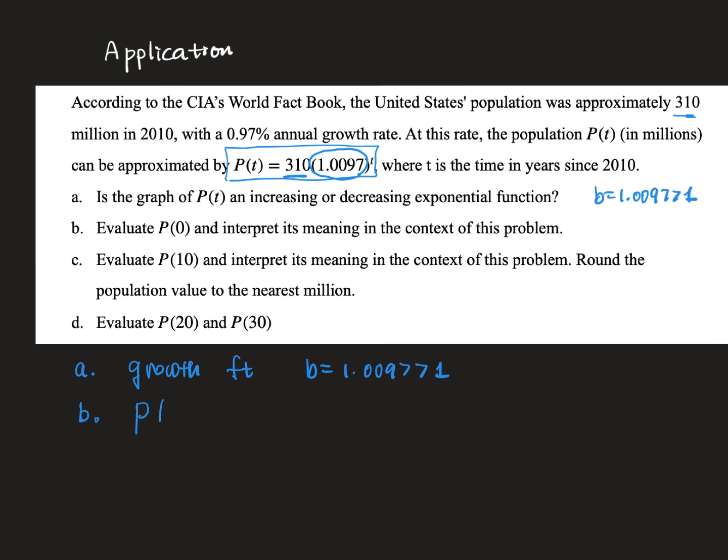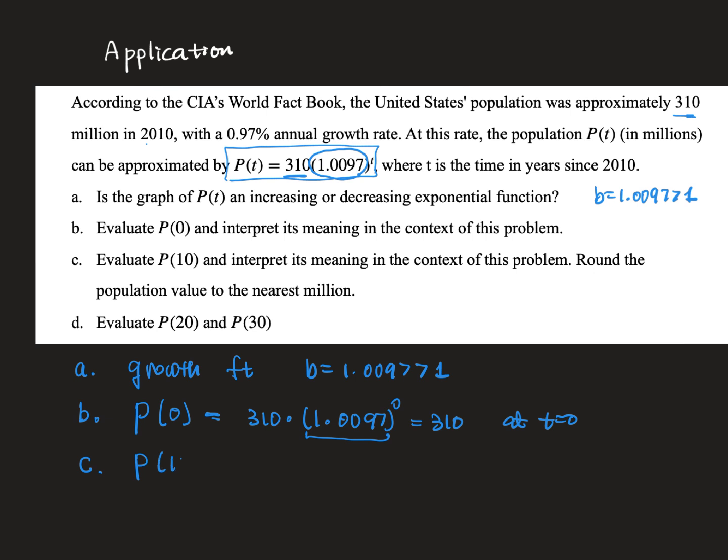Let's go to part b. They want you to calculate P of 0. T equals 0. What does t equals 0 mean? T equals 0 means 2010. That's the starting point. So you plug in t equals 0. This value is always 1, so it's 310 at t equals 0. So the 2010 population is 310 million. That's exactly that number.